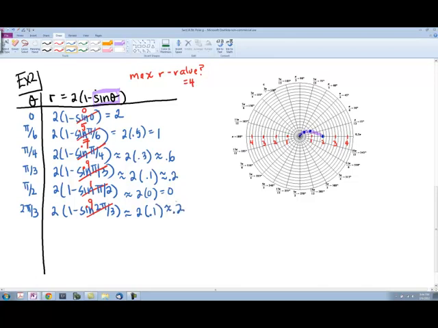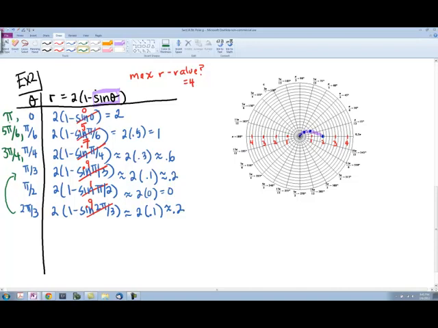So 2 pi over 3 is the same as what I have here with pi over 3. 3 pi over 4 will be the same as pi over 4. 5 pi over 6 is going to be the same as pi over 6. And pi will be the same as 0.